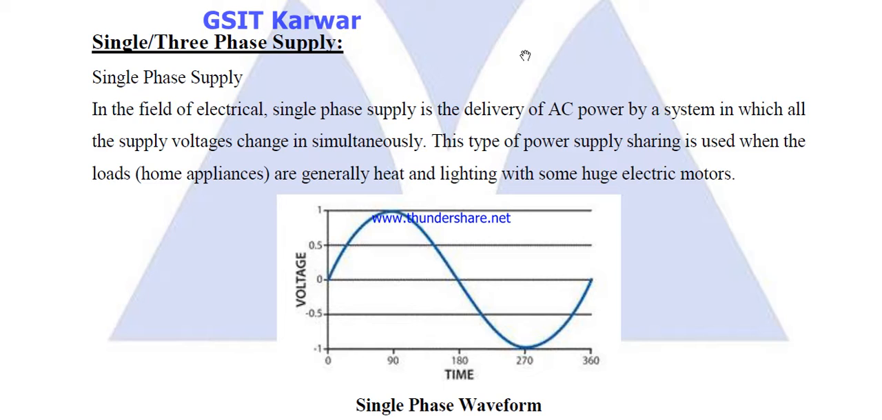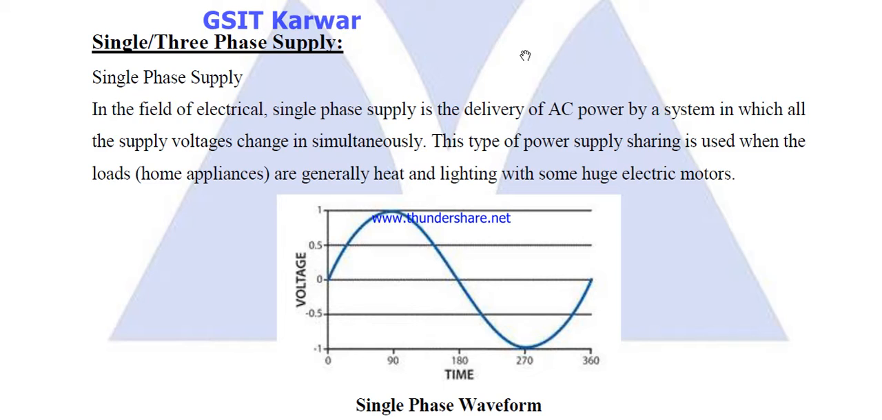What does single phase supply mean in an electric supply system? In the field of electrical, single phase supply is the delivery of AC power by a system in which all the supply voltages change simultaneously. AC power means alternating current power.